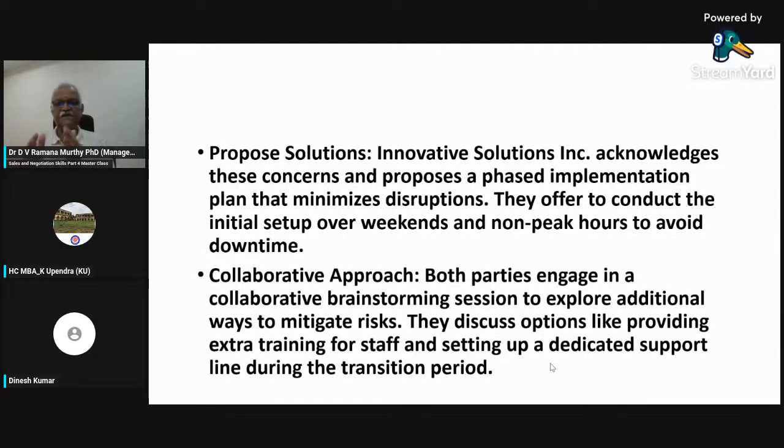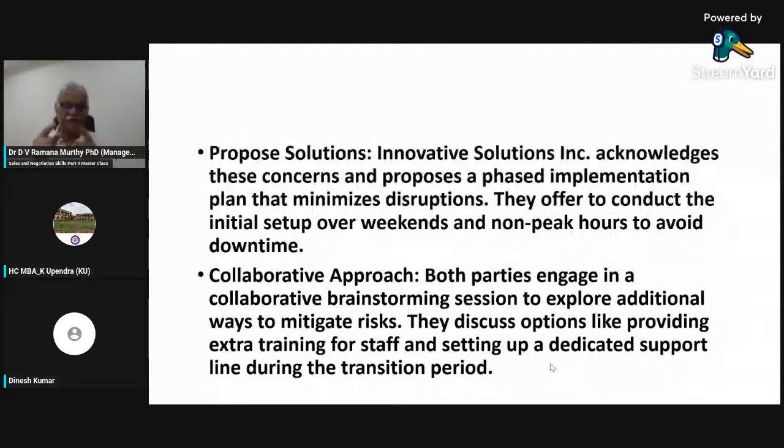Don't worry too much, our team will come to you and suggest the way in which it can be implemented phase-wise. So there can be no disruptions; there will be very minimum disruptions. So it offers to conduct the initial setup over weekends and non-peak hours to avoid downtime. This is what we call proposing a solution-minded problem solving.